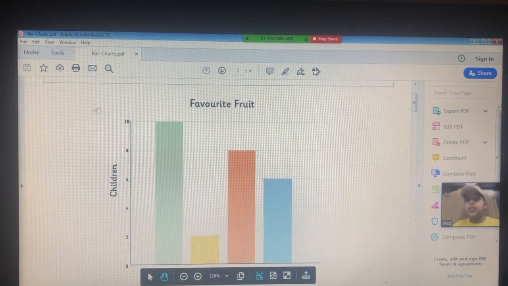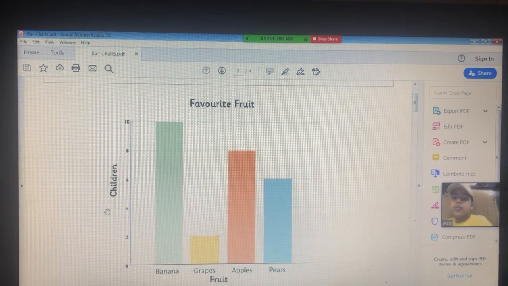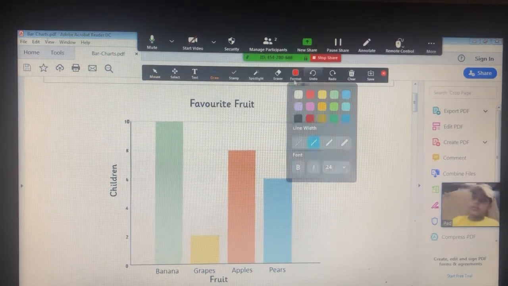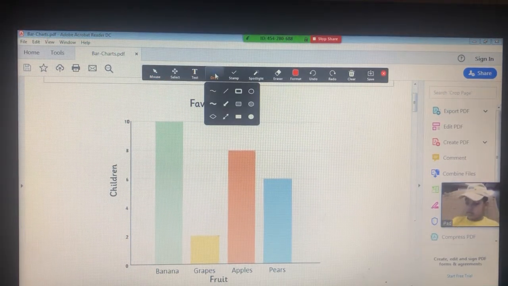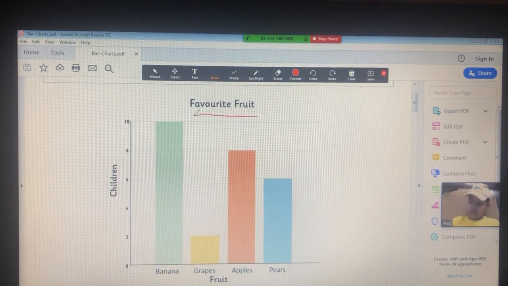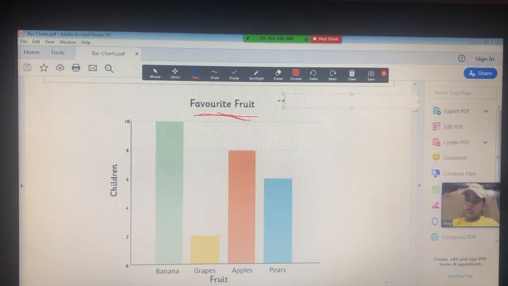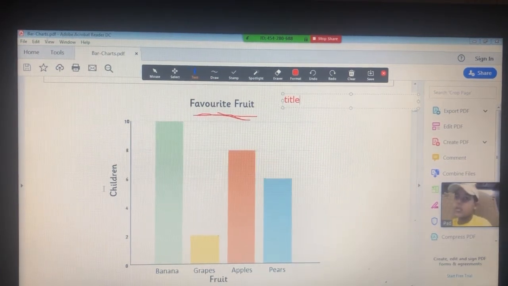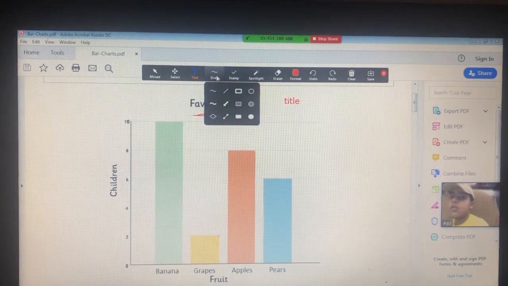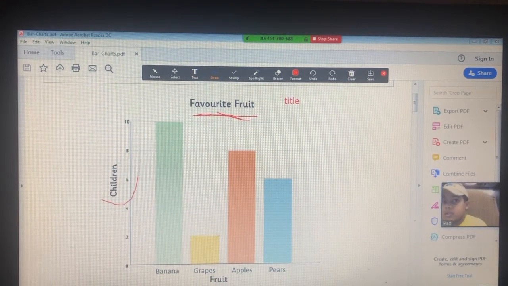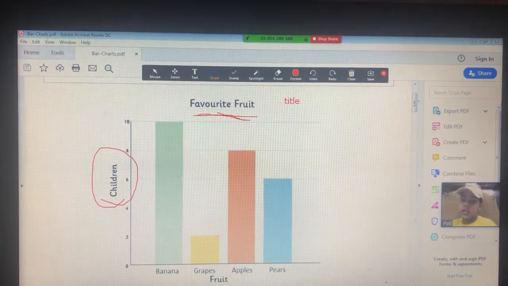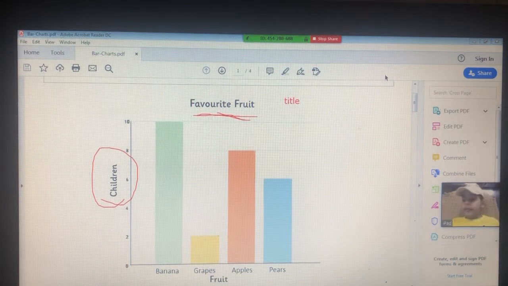Okay, and what is the number scale here? Is the number for the fruit? For the children themselves. Okay. So this is the title. And here we have the scale. Now we will go down to read the question that needs to be answered.